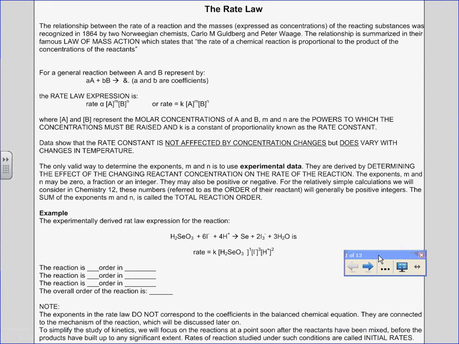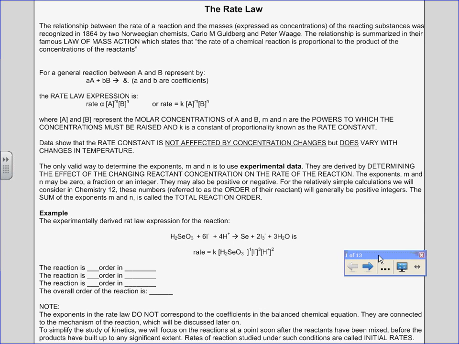In the first kinetics lesson, we discussed the collision theory and how different factors can affect the rate of the reaction. We looked at how temperature affects the rate of the reaction and used the Maxwell-Boltzmann distribution diagram in order to explain that factor. We looked at how the activation energy of a reaction can affect the rate, and we looked at potential energy diagrams in order to explain that.